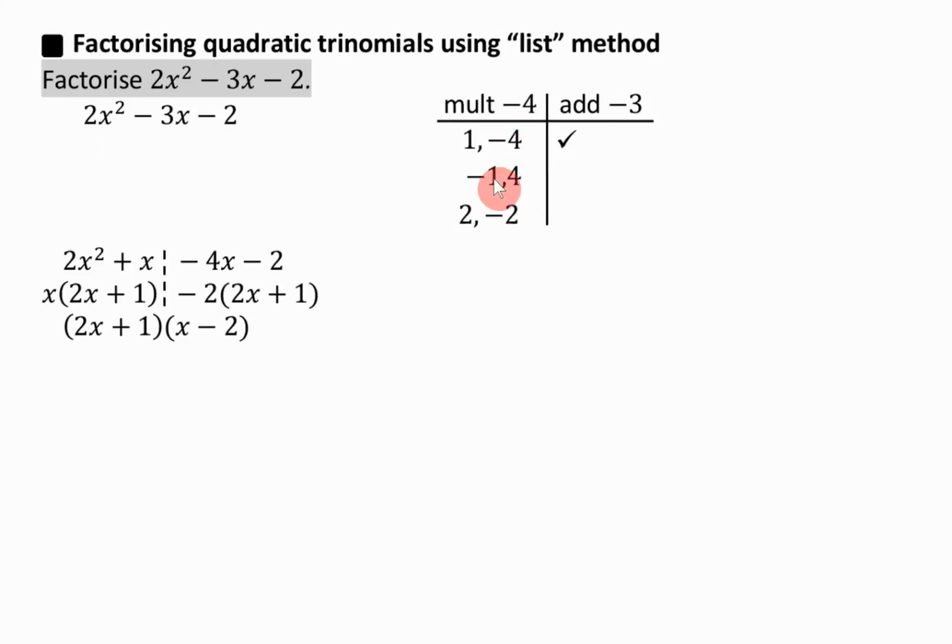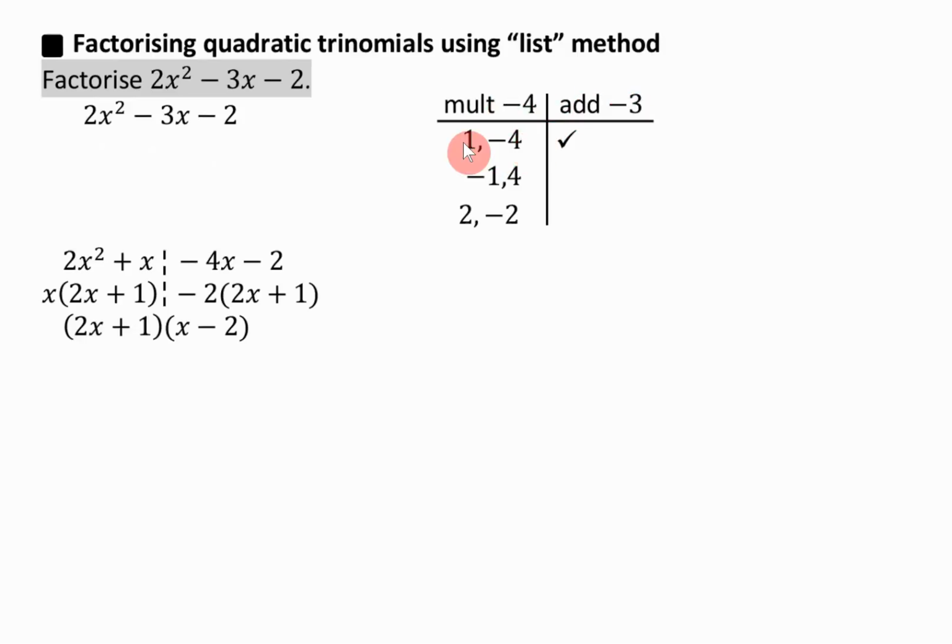So anyway, here's your list of numbers, whole numbers, by the way. You can only use whole numbers to multiply to get the multiply target, or the mult target, whatever you want to call it. Then you have to check which one of these pairs also meets your add target, which is minus 3. Which one also adds to minus 3? You can see 1 plus minus 4 equals minus 3. The other ones don't. Minus 1 plus 4 is positive 3, and 2 plus minus 2 is 0. So this is the only one that meets both the multiply target and the add target.